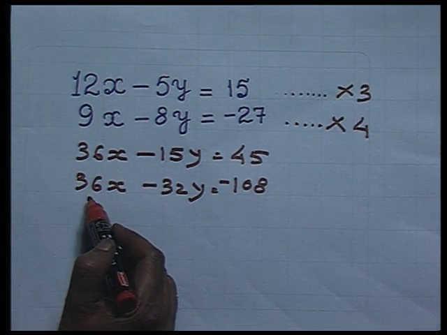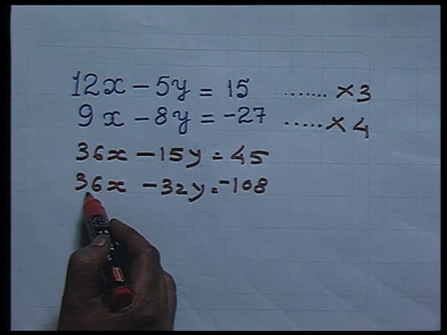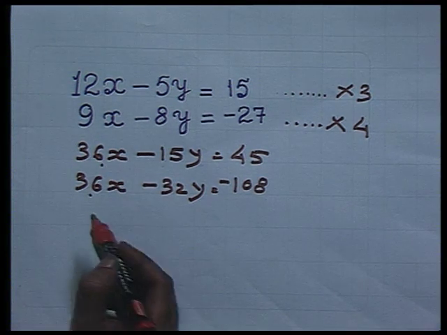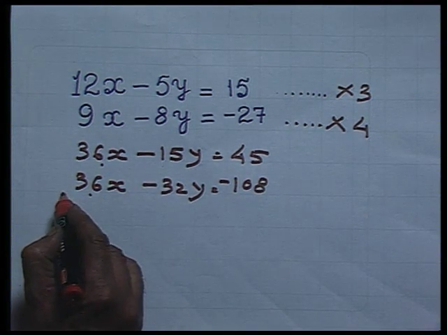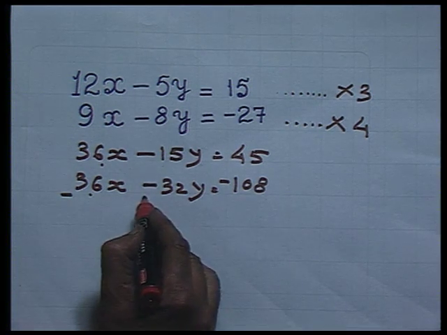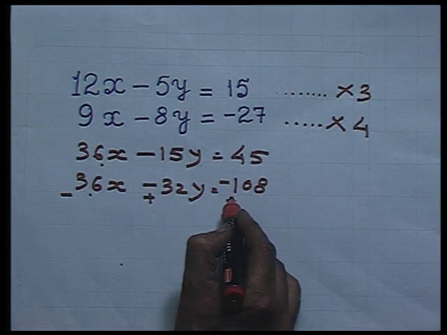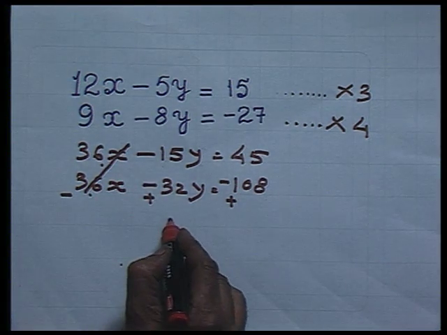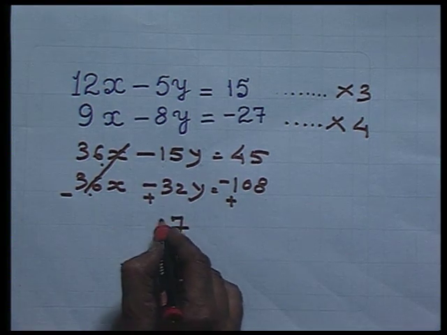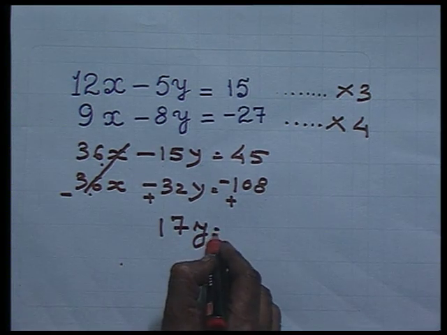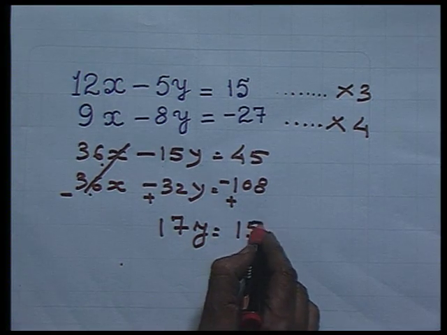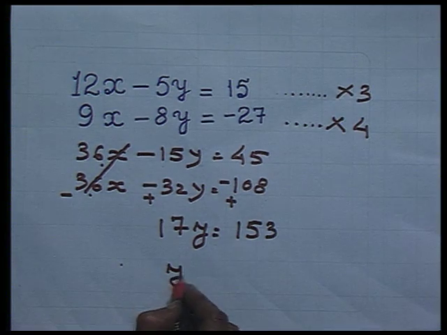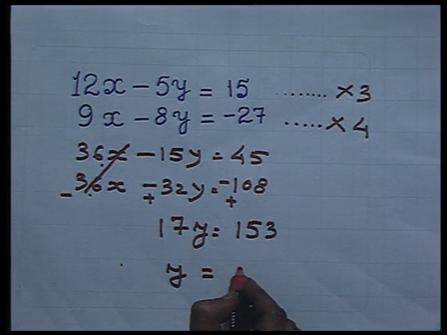Now, since the coefficients of x are the same, 36 and 36, and both have the positive sign, we subtract the second equation from the first, and on subtraction the signs will change. The x part will cancel out. So I have 17y equals 153, which gives me the value of y as 9.